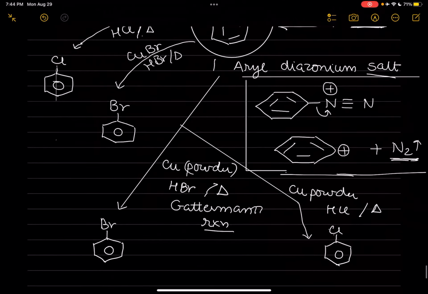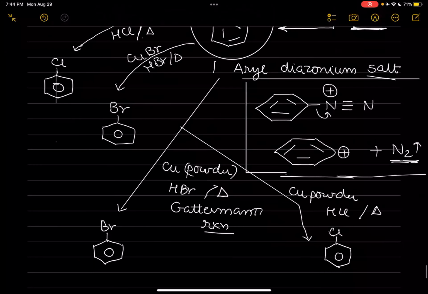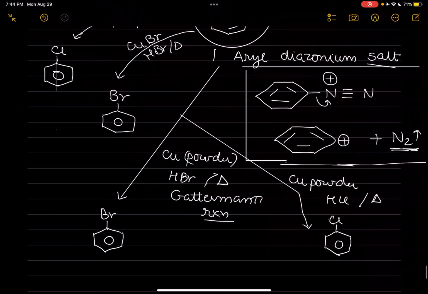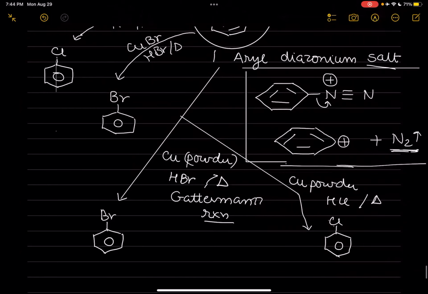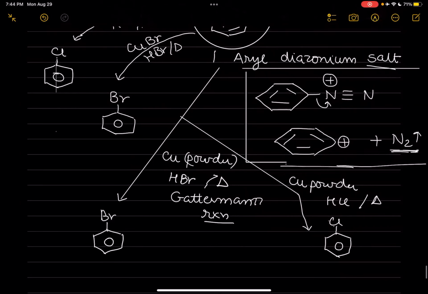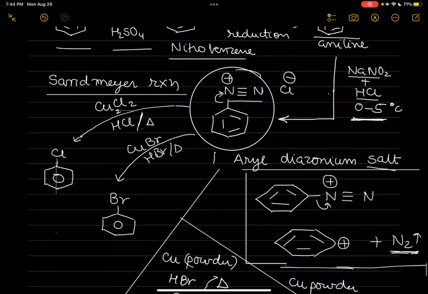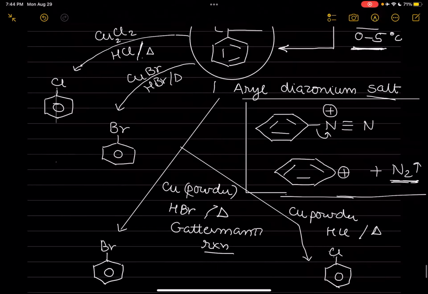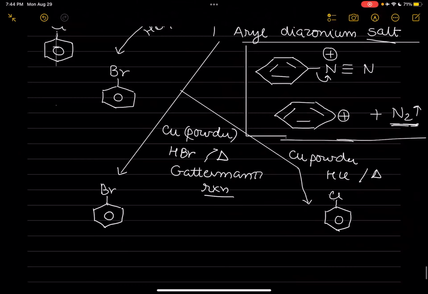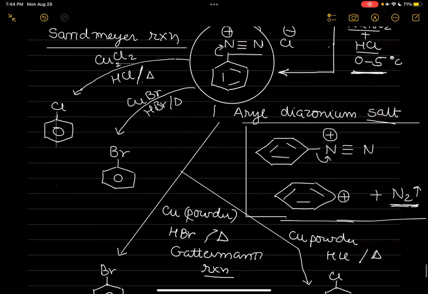Yes. So how do we need to prepare fluorobenzene? For Cl and Br, there are two methods: Sandmeyer and Gattermann. You need to look at the copper. If you have taken copper powder, that is Gattermann. If you have taken cuprous halide, cuprous chloride, cuprous bromide, then it is Sandmeyer. Okay, for preparation of F, there is another method.